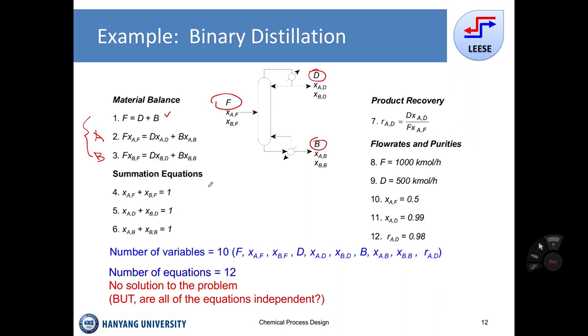Now we have the summation equation. When you're adding up these 2, it must be 1, because the x is mole fraction. Okay, so we have 3 summation equations.